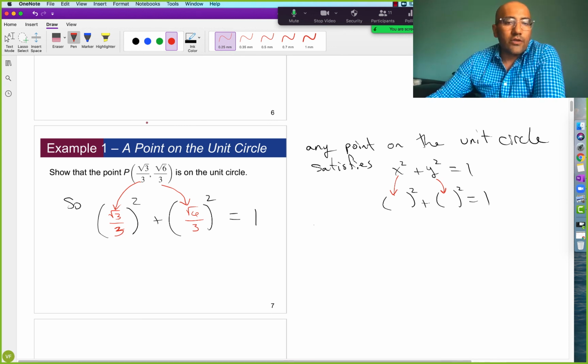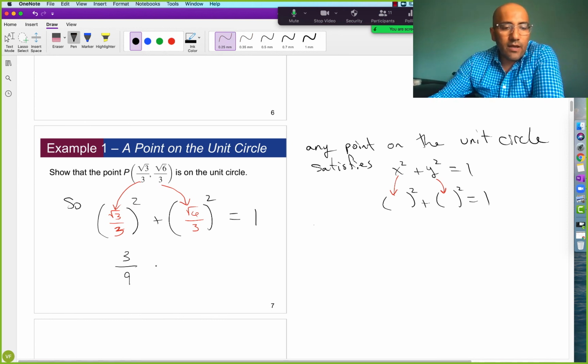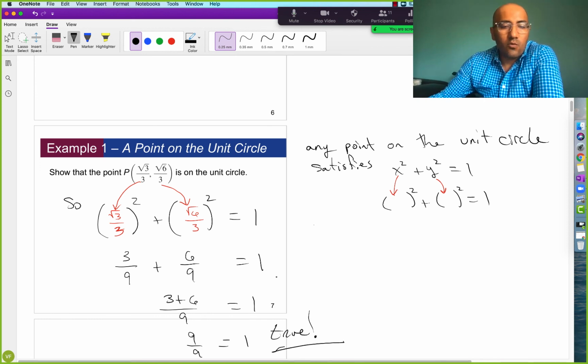Okay? So now we simplify and verify that it's true. We end up with positive 3 over 9 plus positive 6 over 9 equals 1. Luckily, they already have the same denominator, so this equals 3 plus 6 over 9 equals 1. So 9 over 9 equals 1, and yep, that's true. So we've confirmed that this is definitely an ordered pair that satisfies this condition. Therefore, it is a point on the unit circle. Is that clear? Any questions about that?